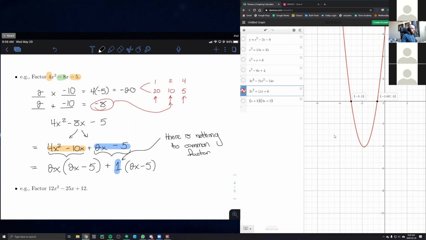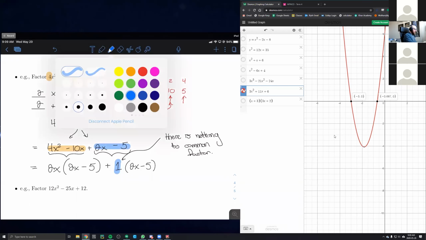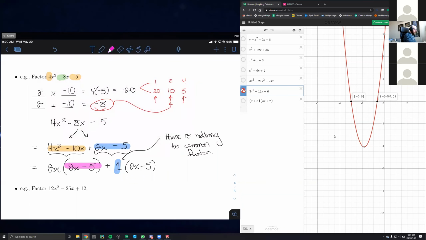But then from here, the process works exactly the same, right? I recognize that I have two brackets that are exactly the same, which is what I want. If I didn't have that, I would have to backtrack to find a mistake. Then I common factor that bracket, 2x minus 5, and the other bracket is just what's left over in each term. So I have 2x plus 1. And then I'm done. That's it.